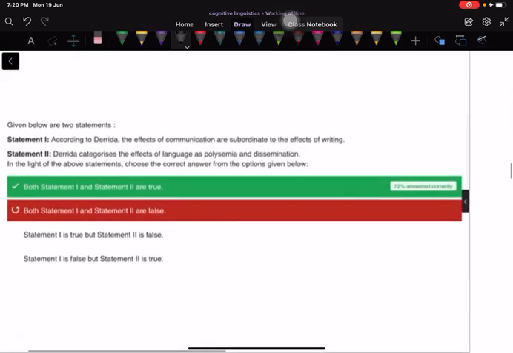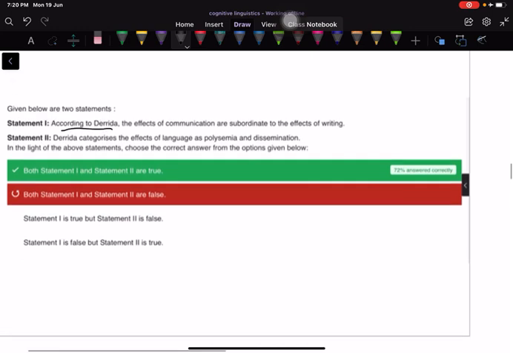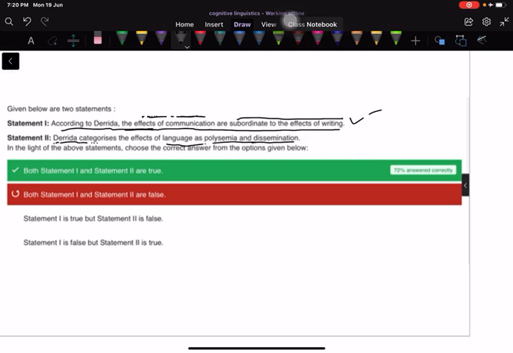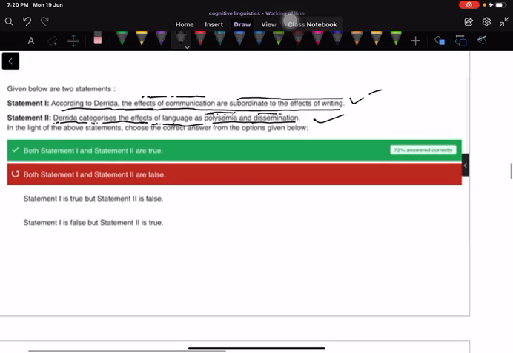Right? And the next is, according to Derrida, Jacques Derrida. According to Derrida, the effects of communication are subordinate to the effects of writing. That's true. The second statement, Derrida categorizes the effects of language as polysemia and dissemination. That is also correct.